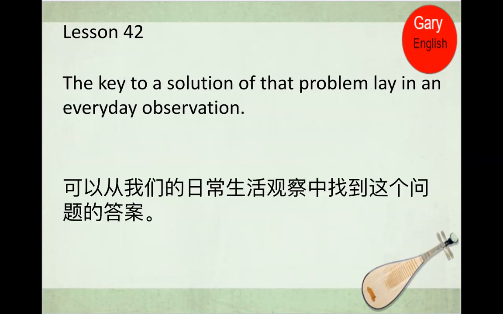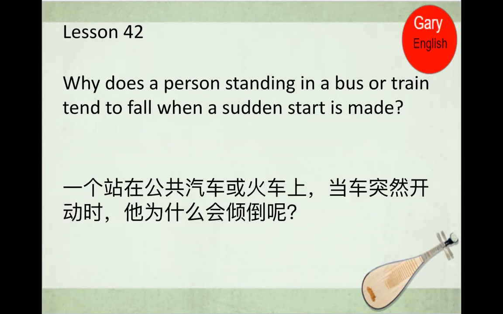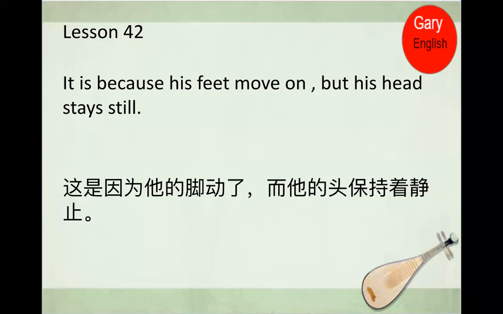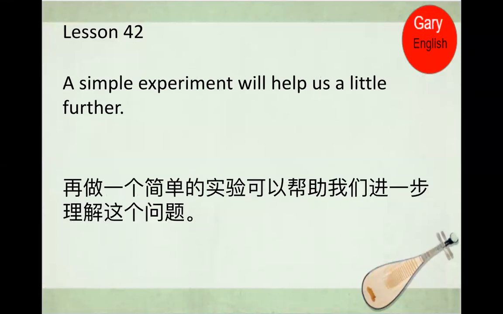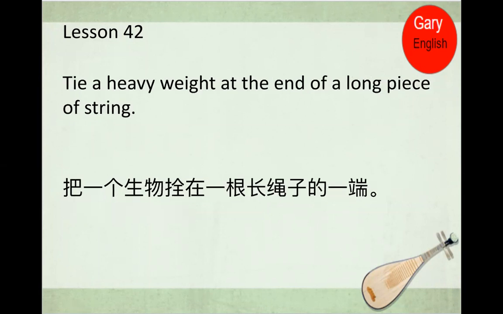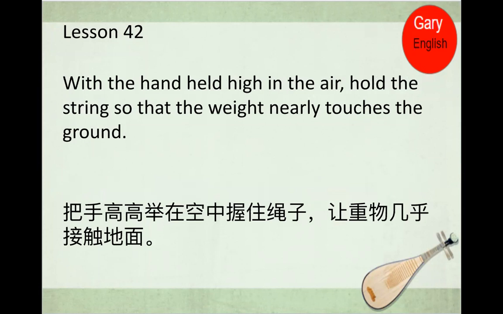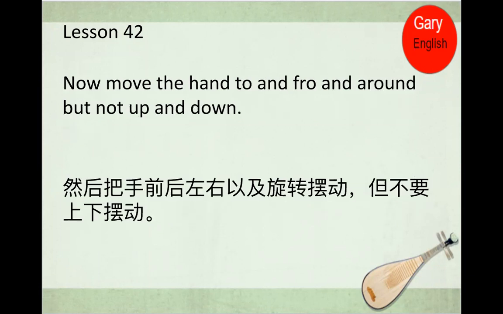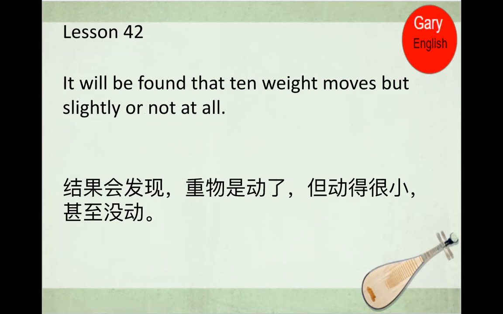The key to a solution of that problem lay in an everyday observation. Why does a person standing in a bus or train tend to fall when a sudden start is made? It is because his feet move on, but his head stays still. A simple experiment will help us a little further. Tie a heavy weight at the end of a long piece of string. With the hand held high in the air, hold the string so that the weight nearly touches the ground. Now move the hand to and fro and around, but not up and down. It will be found that the weight moves but slightly or not at all.